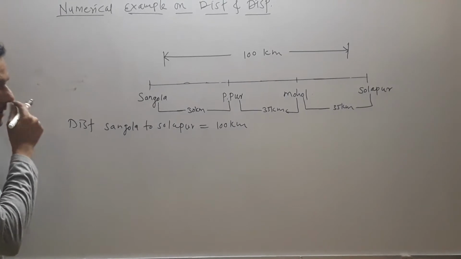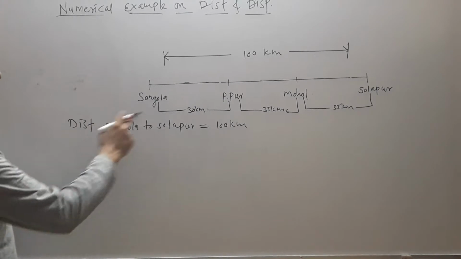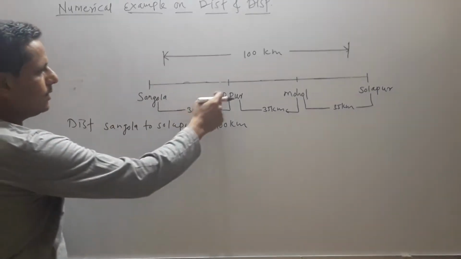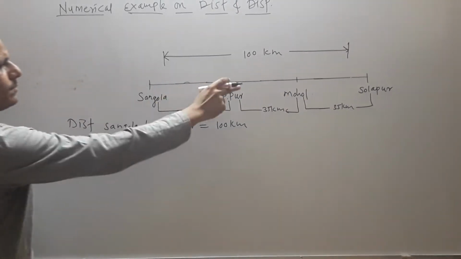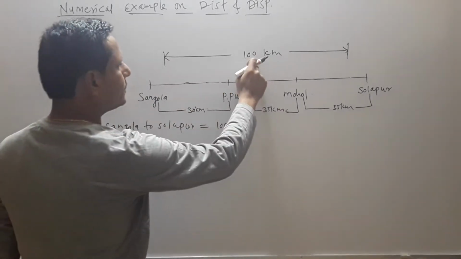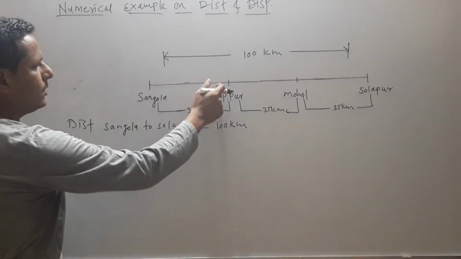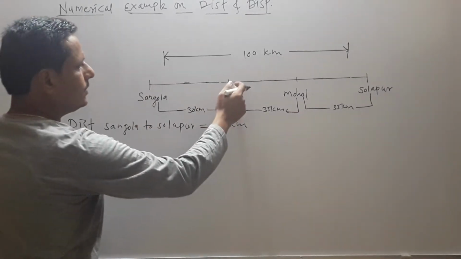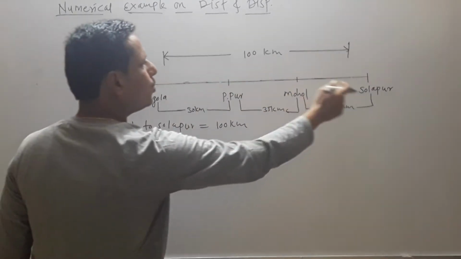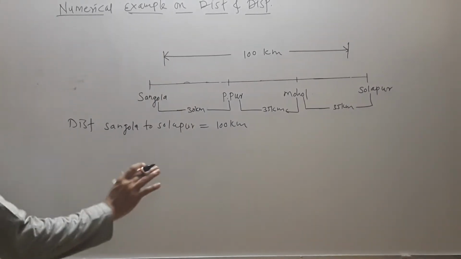Here I have taken a journey from Sangola to Solapur. If you see the figure, the route is Sangola, Pandharpur, Mohol, Solapur. This is the route that I have mentioned. The total distance between Sangola and Solapur is 100 km. In between, Sangola to Pandharpur is 30 km, then Pandharpur to Mohol is 35 km, and Mohol to Solapur is 35 km. So I have to mention all these things.